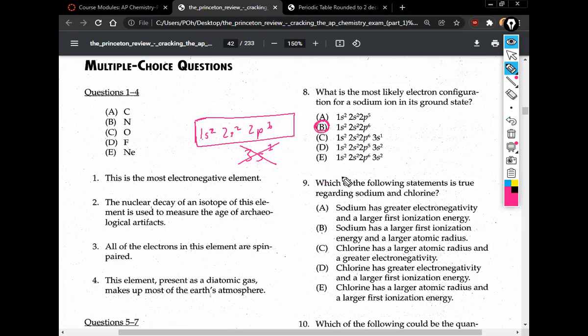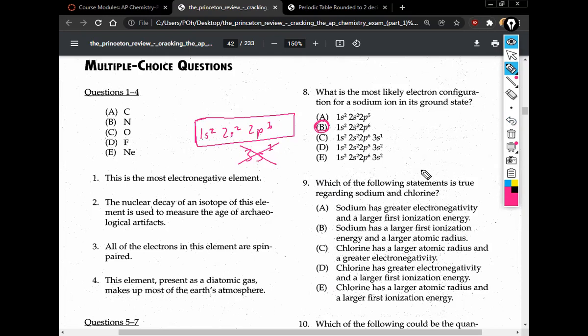I'm gonna leave that up there if you guys are copying it down, but let's try number 9 next. I'll give you a minute to do this. Not a lot of time to read, but which of the following statements is true regarding sodium and chlorine? If it goes over a bit, it's fine. It doesn't have to be accurate. It's just an excess reactant. If you go to like 30, that's fine.